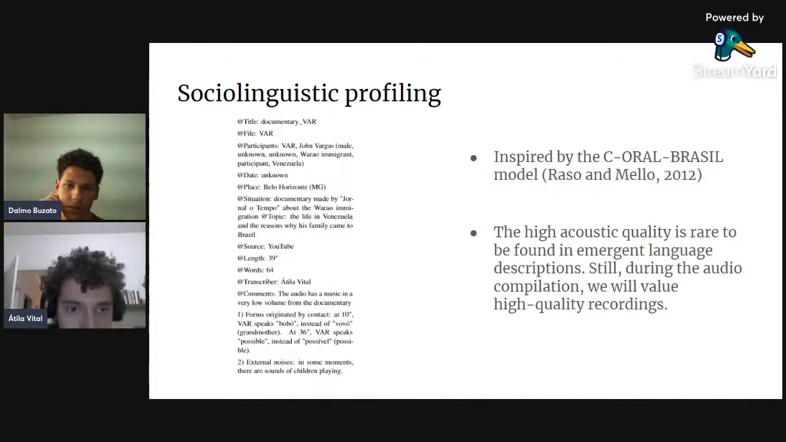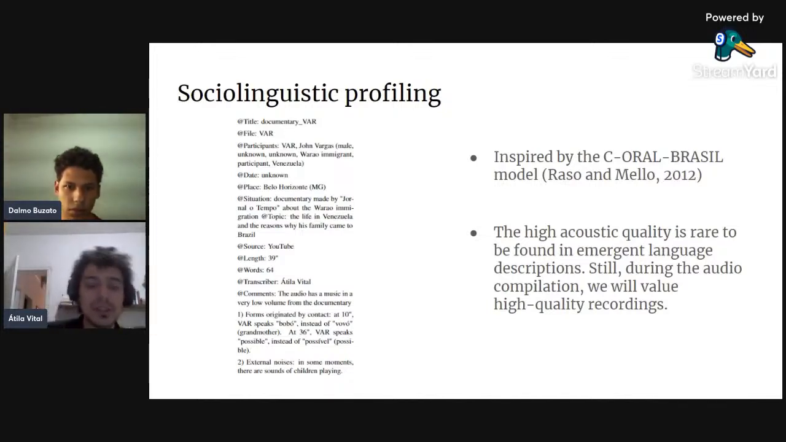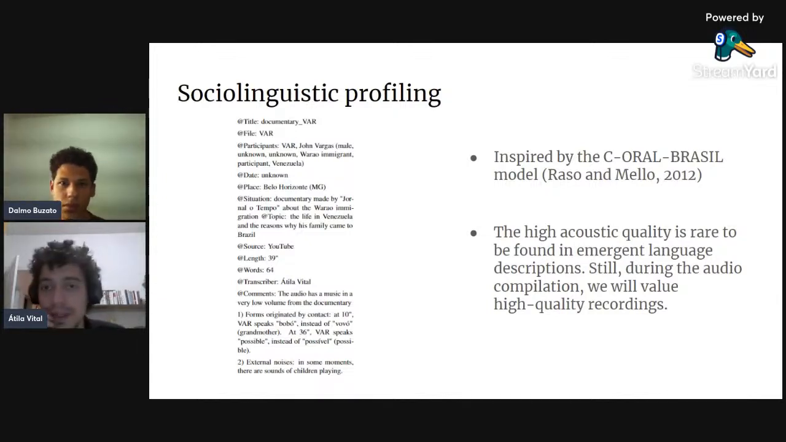In the last information here, the comments, we can put different forms that have been heard in the refugees' speech. For example, in number 1 here, we have forms originated by contact. At second 10, the speaker says bobo instead of vovó. That is a quite common phenomenon that happens in the contact between Spanish and Portuguese, the change with the consonants, b instead of v. The recordings will be made with very professional equipment, so probably it will have a high acoustic quality. The next one, please.